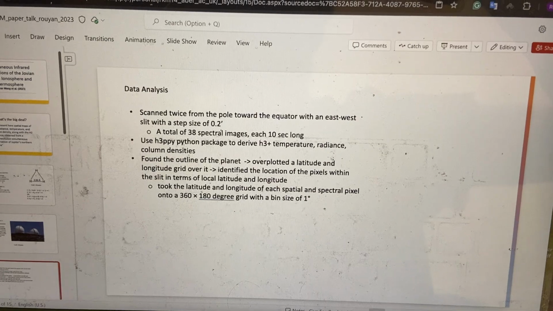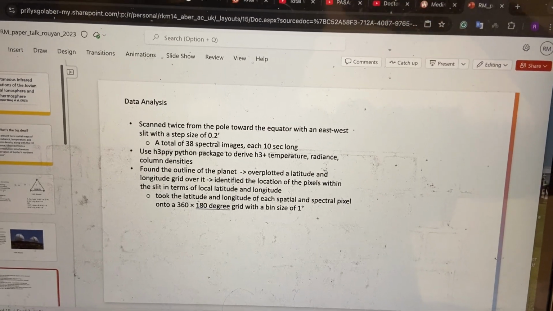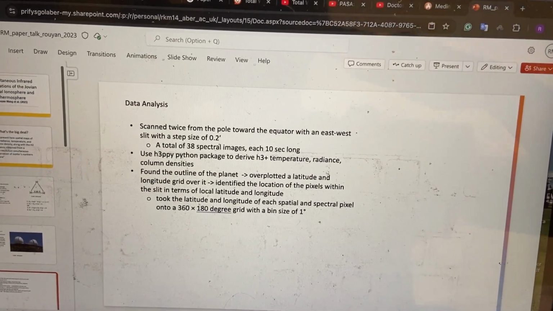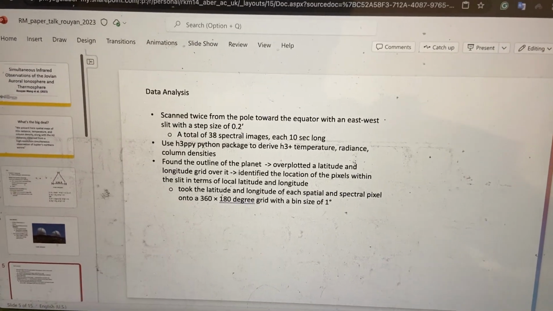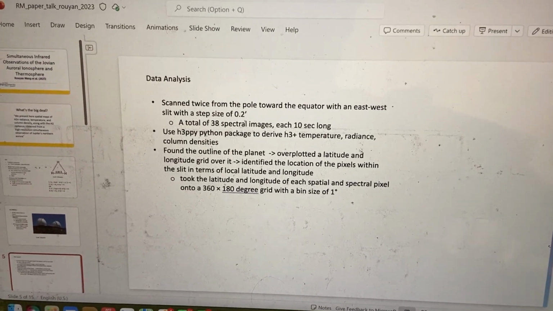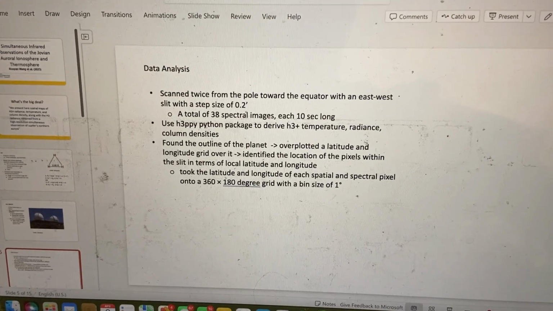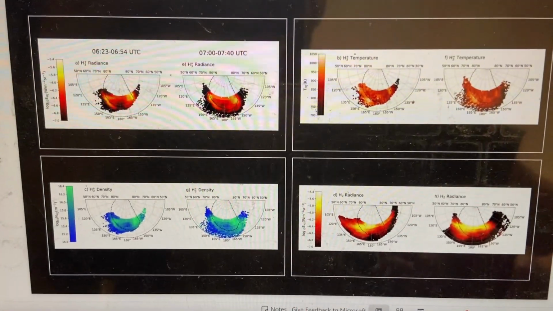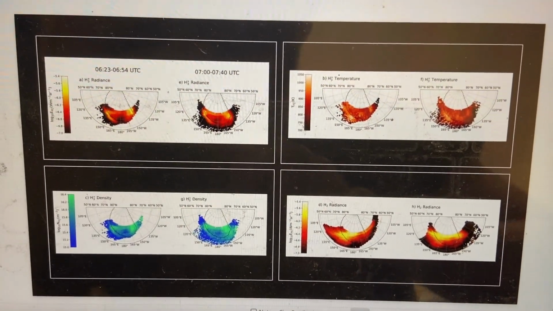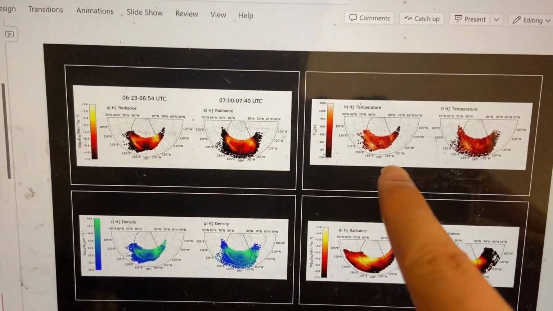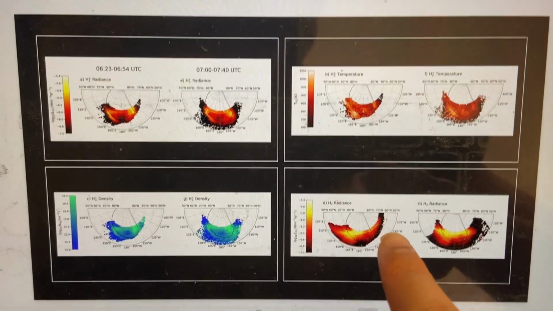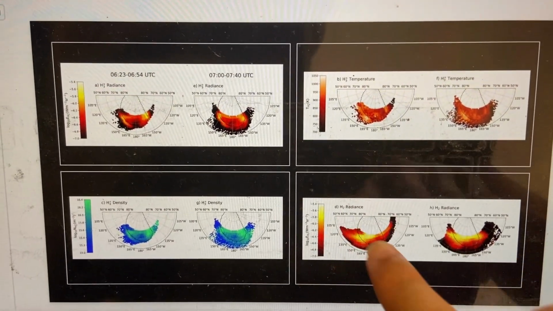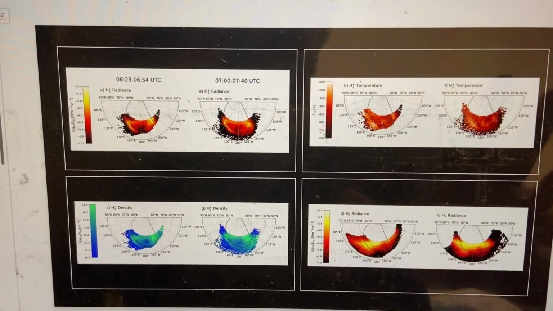They placed a slit horizontally and then worked their way down from the top of the planet towards the equator, and then they did it twice. And then they did some Python stuff to derive numbers, and then they mapped it on these polar grids, which are really cool. This is what these maps look like. So we have radiance, H3+ radiance, temperature, column densities, and also H2 radiance. But that's not really important for my presentation.